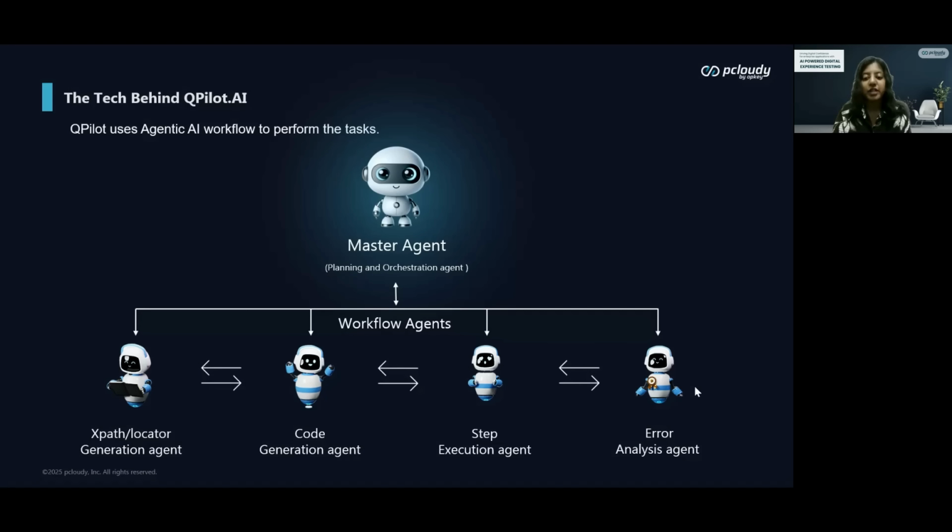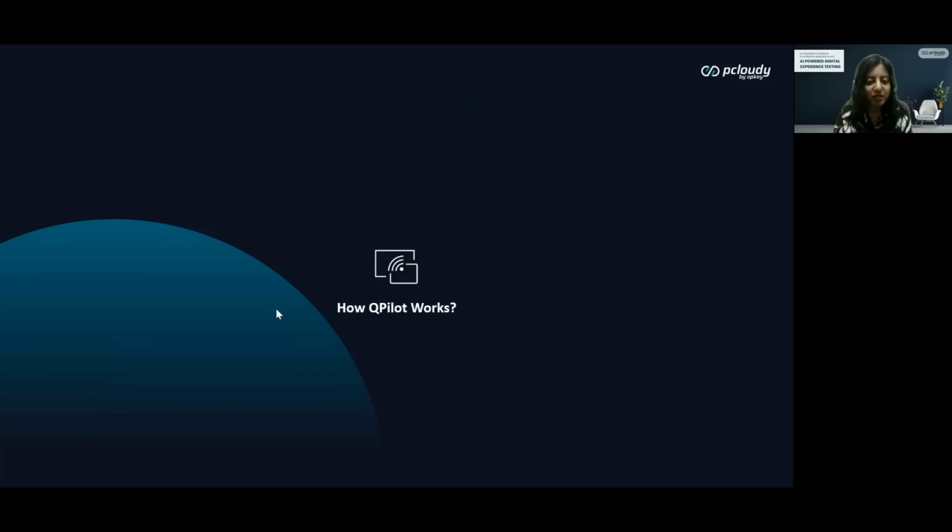Finally, the other agents that come into play are the code generation agent that generates the code, and the step execution agent that executes it step by step. Between these two agents is where the feedback mechanism happens, as I mentioned. And if there's an error, it also gives the exact error that happened, or the reason for the script failure or script generation failure. So these are the different agents working behind the scenes. With that context given, let's get into how QPilot works and into the live demo.